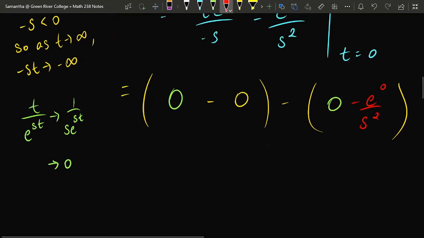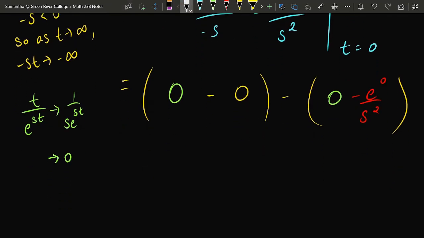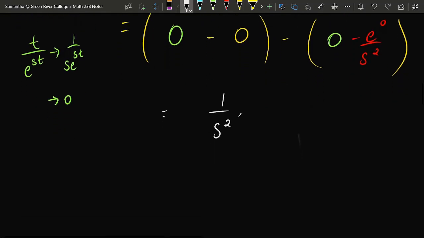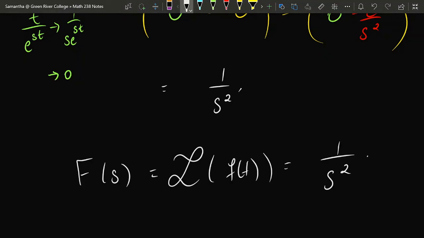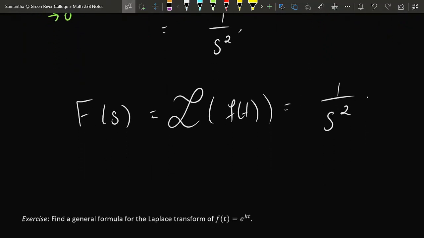So after some simplification, this indefinite integral simplifies to 1 over s squared. Notice that all of the t's are gone, and the only variable that's left is the variable s. Transform a function, and you get a different function with a different independent variable.